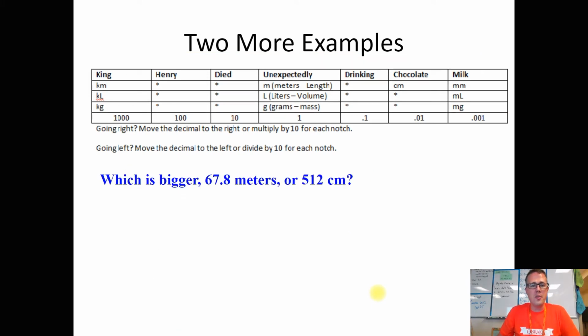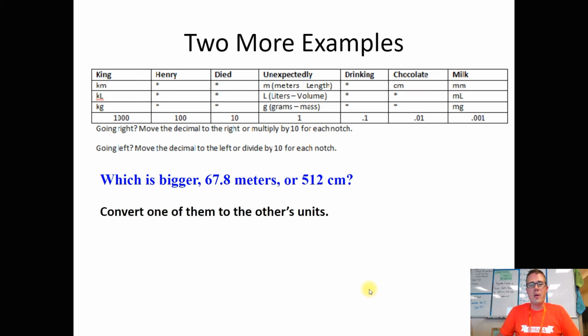One more practice one. This one I would like you to try on your own. I need to know which is bigger, 67.8 meters or 512 centimeters. Please pause and try that now. If you're still watching, you have tried that question that's on the screen.